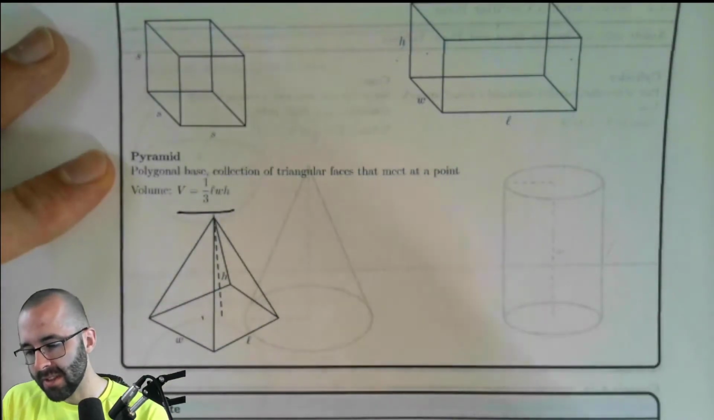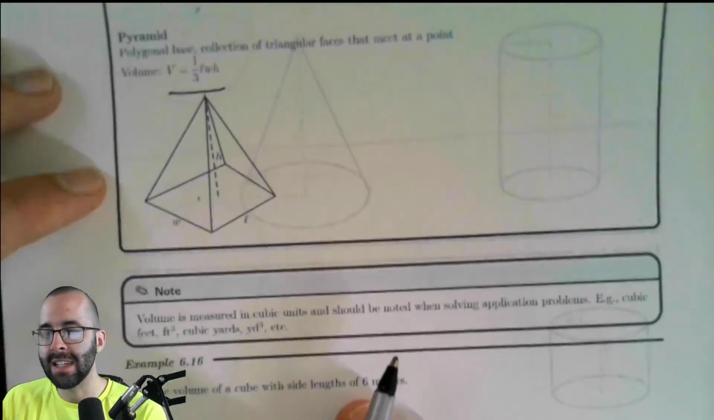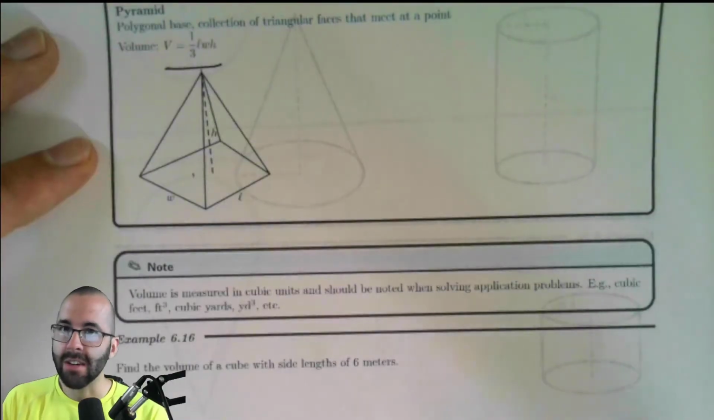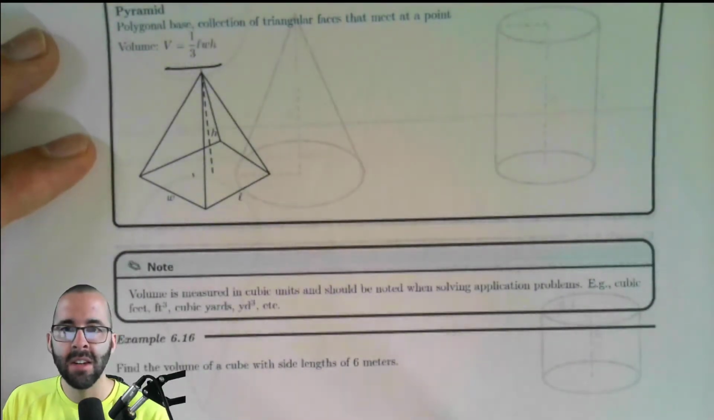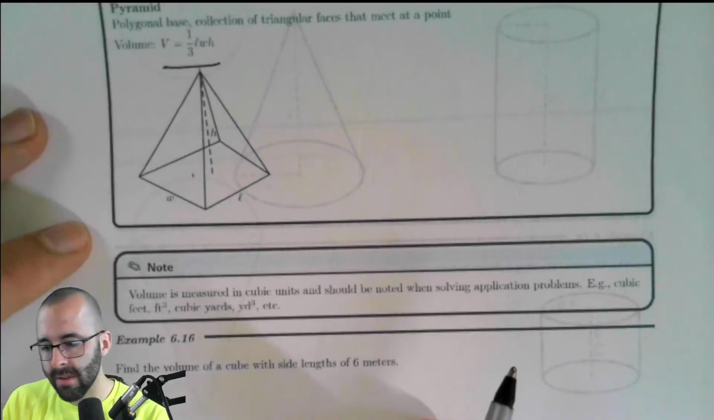So let's use these formulas. One note before we go on, just as area was measured in feet squared, inches squared, meters squared, volume now is 3-dimensional. It will be cubed, feet cubed, meters cubed, etc.